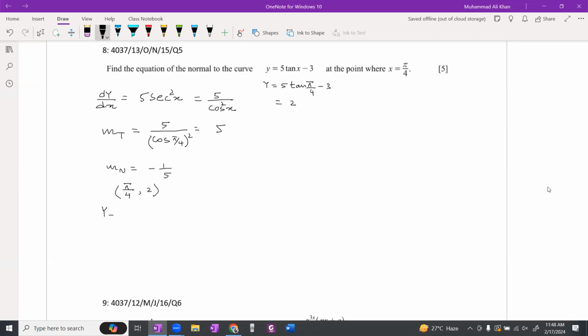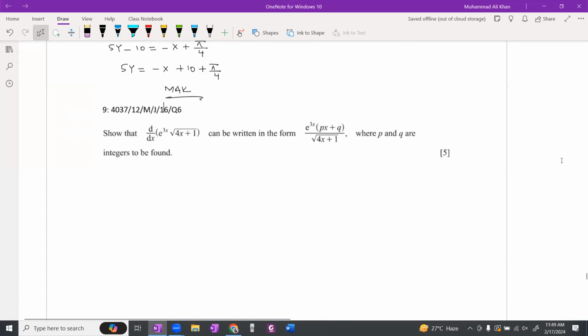Now by using y minus y1 equals m times x minus x1, we'll get the final result. Cross multiply: 5y minus 10 equals minus x plus pi by 4. And the answer is 5y equals minus x plus 10 plus pi by 4. This is the equation of the normal. Is this clear? A question of 5 marks, not a difficult question, right?